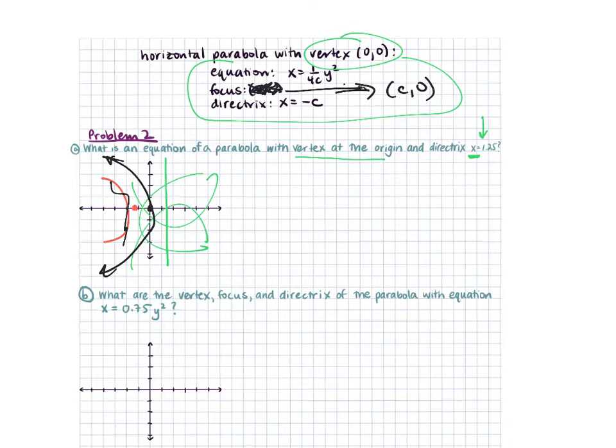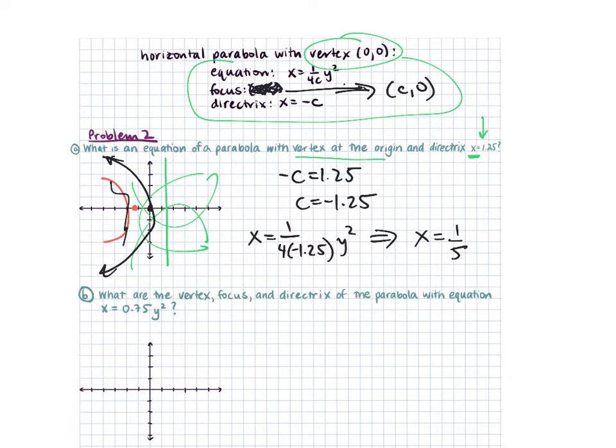So if the directrix is 1.25, that means negative C equals 1.25, which means C equals negative 1.25. And since our equation is x equals 1/4C times y squared, we can just multiply that by negative 1.25 y squared. If you multiply 4 times negative 1.25, you get negative 5. So this is just equal to negative 1/5 y squared, and that's your equation.